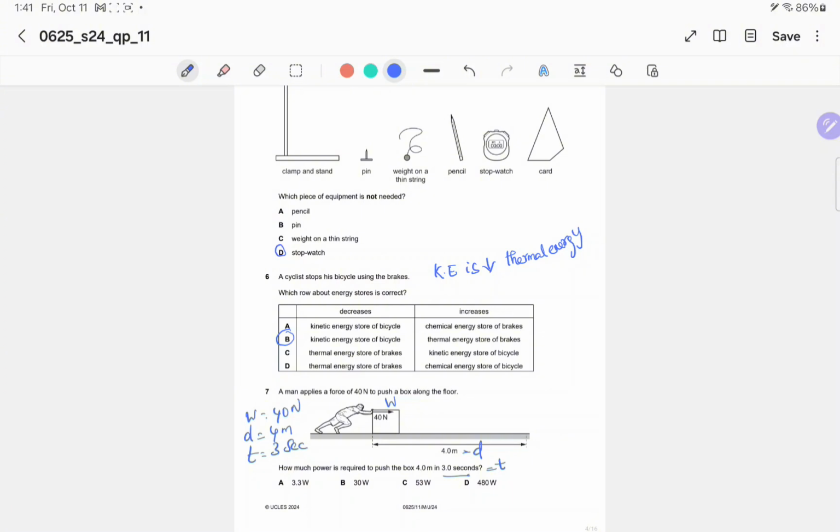From the formula for power, power is equal to work done divided by time taken. We substitute everything: 40 into 4 divided by 3. So the answer will be around 53.33 Newton meter per second, and 1 Newton meter per second equals 1 watt. So our answer is C.